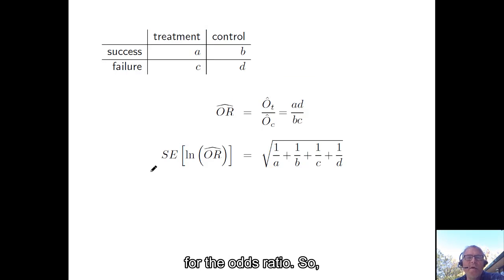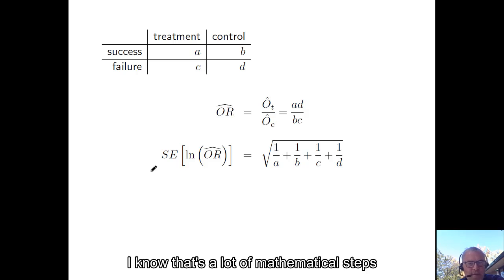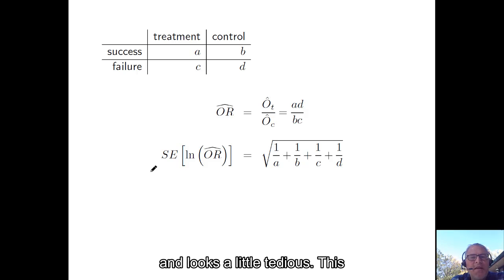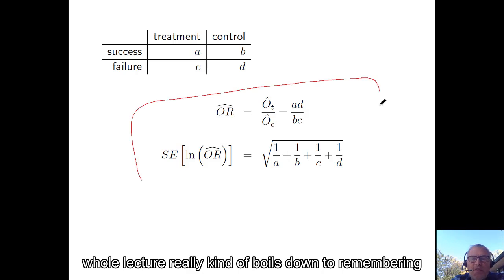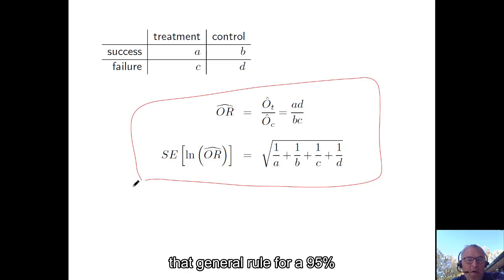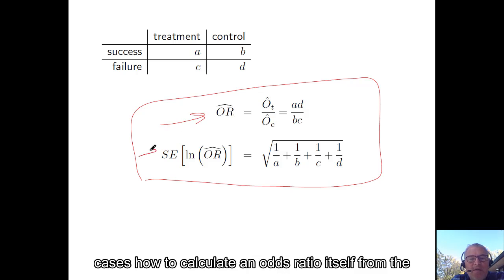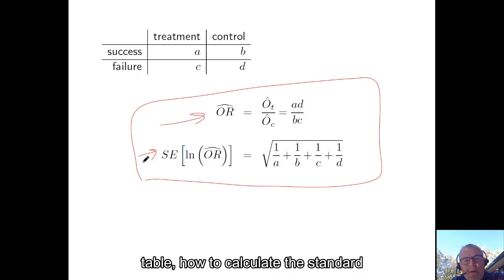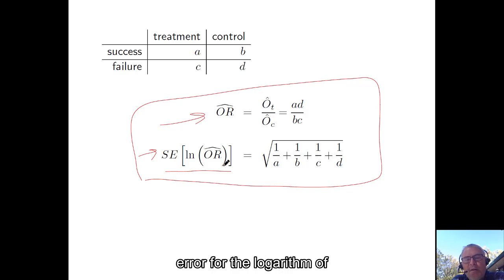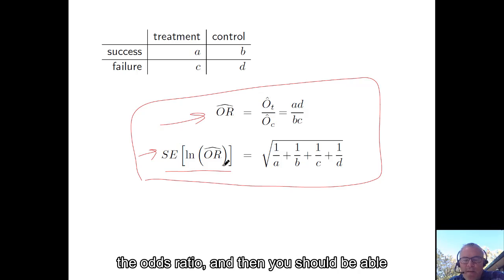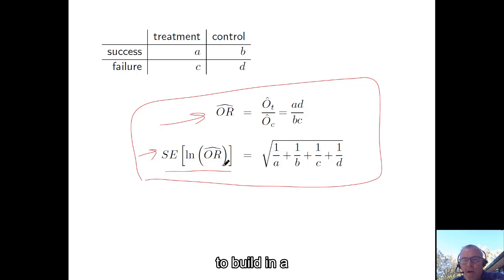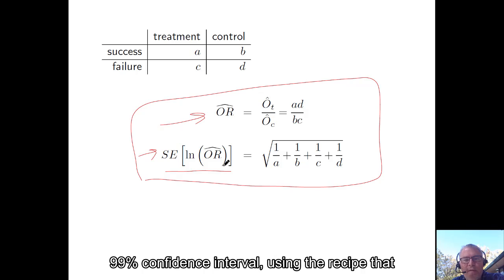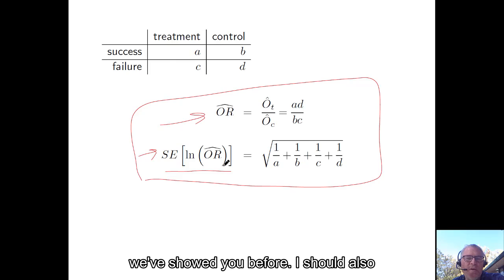I know that's a lot of mathematical steps and looks a little tedious. This whole lecture really boils down to remembering that general rule for a 95% confidence interval and these special cases. So how to calculate an odds ratio itself from the table, how to calculate the standard error for the logarithm of the odds ratio, and then you should be able to build a 95% confidence interval or 99% confidence interval using the recipe that we've showed you before.